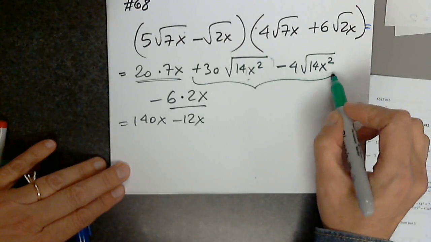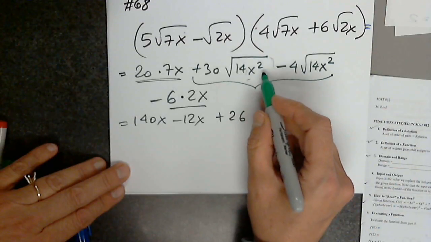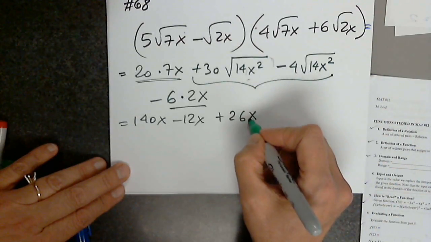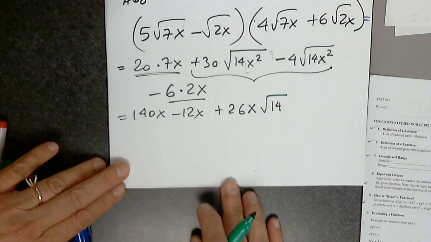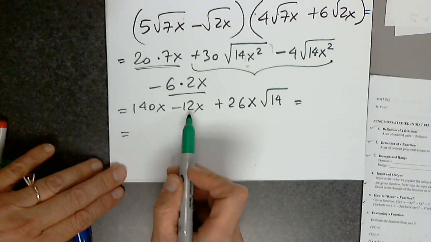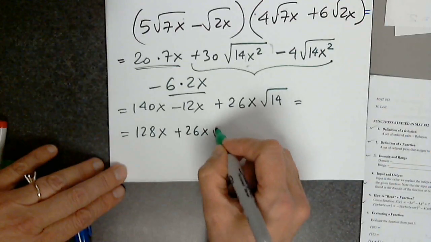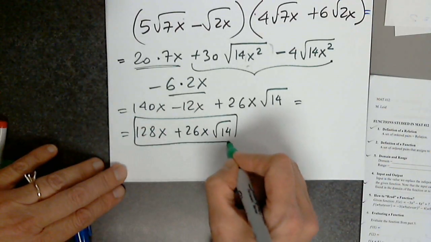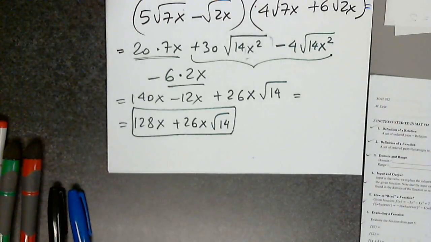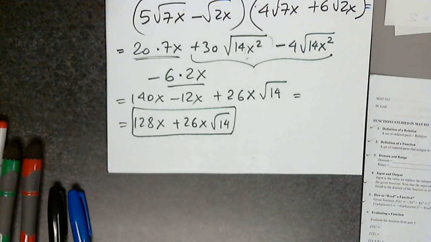These are like radicals, and I'm going to write 26, the square root of 14 times the square root of x squared. So this will be x, the square root of 14. Finally, I combine these two, and I get 40 minus 12 is 28. So 128x plus 26x, the square root of 14, is the very final step, and I cannot do anything else. They're not like terms, cannot combine them. This one does not have the square root of 14. I can't do anything else. Yes, you could factor out. There is no need.